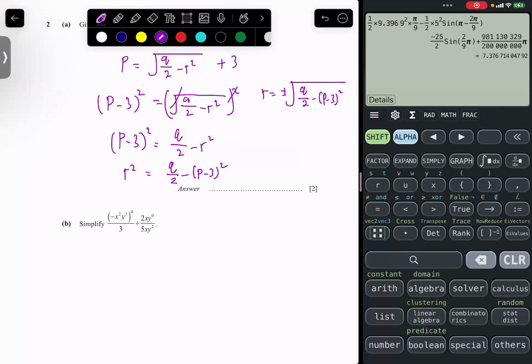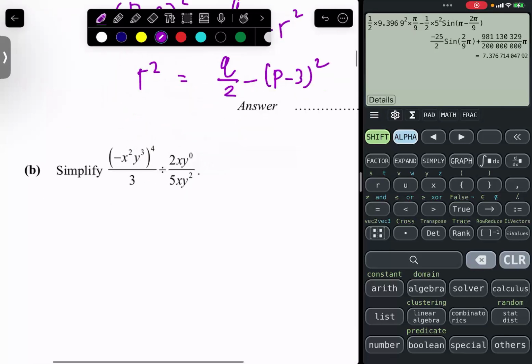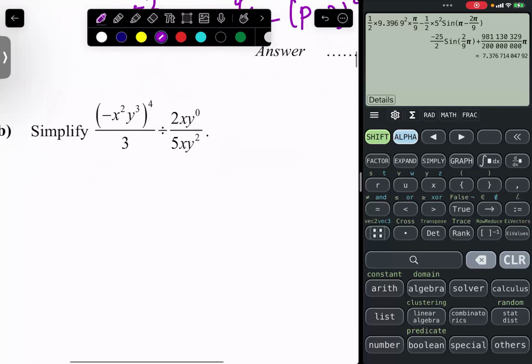Okay, next. Question 2b. Simplify this. Okay, this is indices, right? Or algebra, depends on how you look at it. So on the left-hand side, let's just expand this out. The power 4 will affect the negative. So that means it's negative, negative, negative, negative. 4 negatives will give me positive. So the negative will be gone.